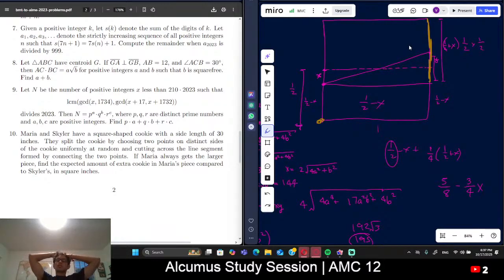Oh, wait, we're doing it wrong. We have to break it up into different components, right? We only consider the places where x is more than half, because Maria always gets the larger piece, right? And so to do that, all we have to consider is this section.